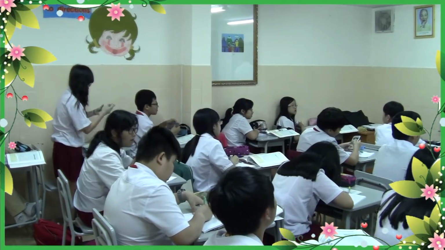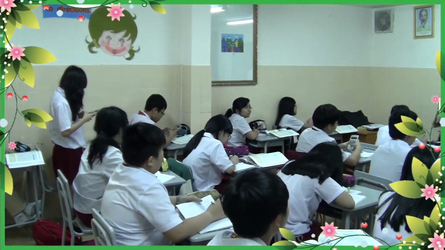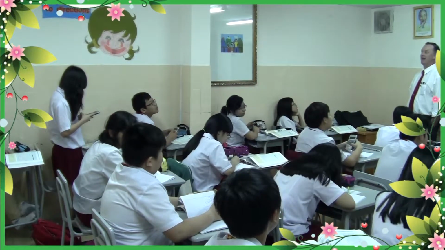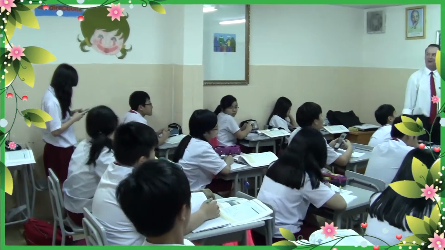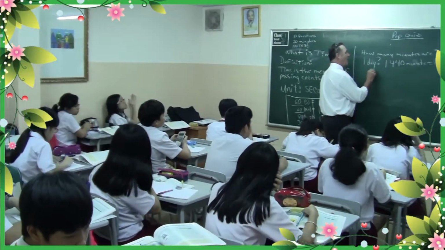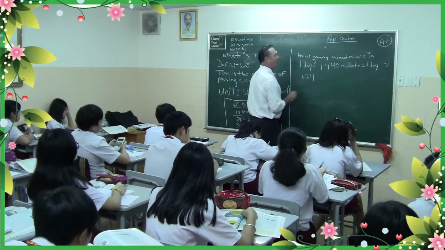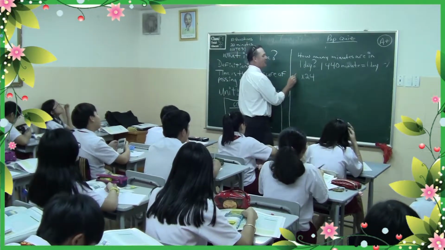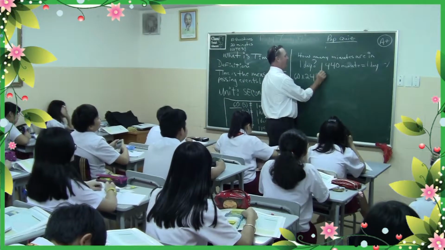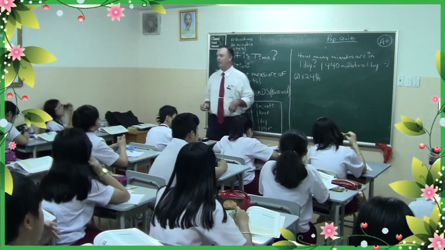Minutes equal 1 day. Did you get it right? Oh, try it again. 24 times 60. We have 24 hours in 1 day, right? And we want to know how many minutes. And there's 60 minutes in 1 hour. So 24 hours equals 1 day. So what's 60 times 24?